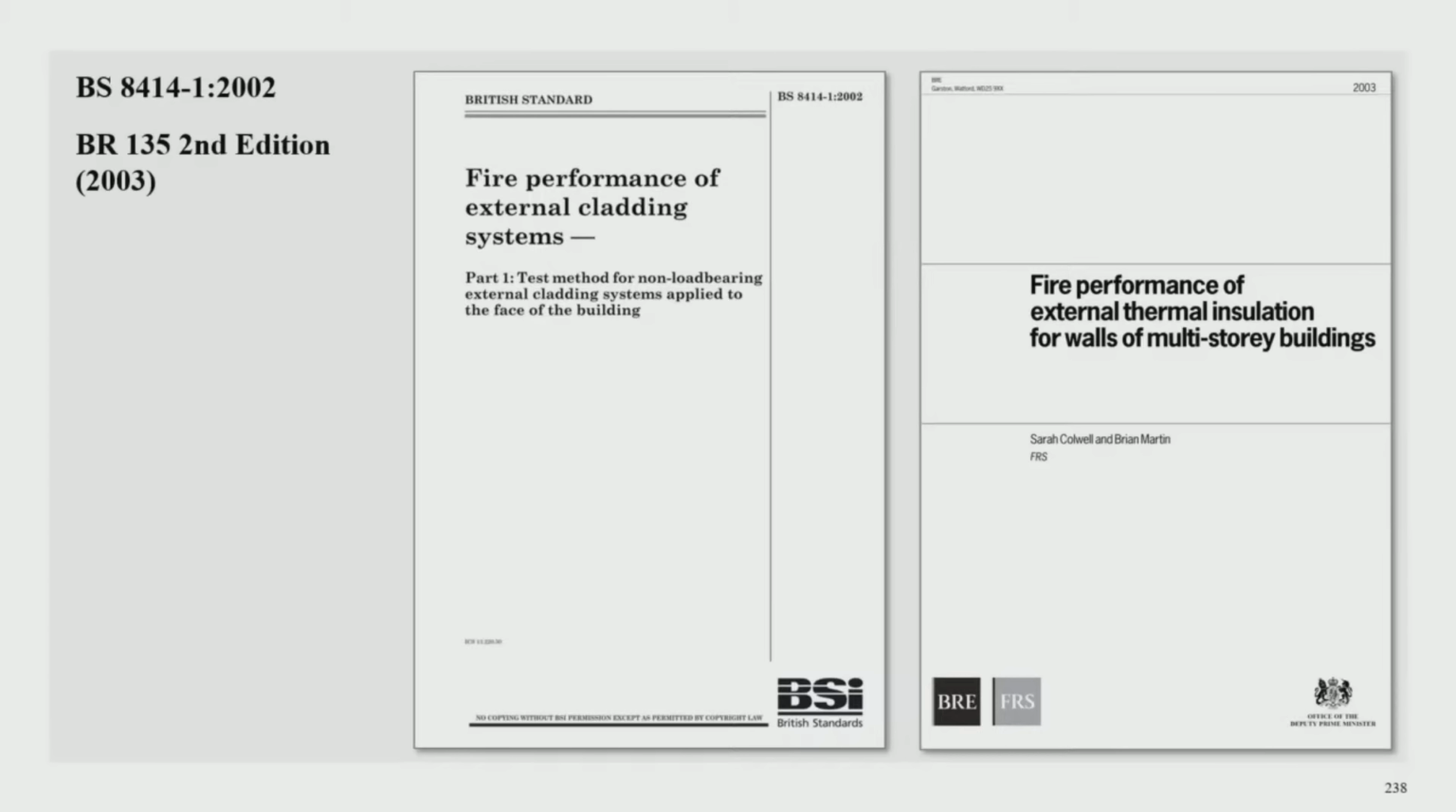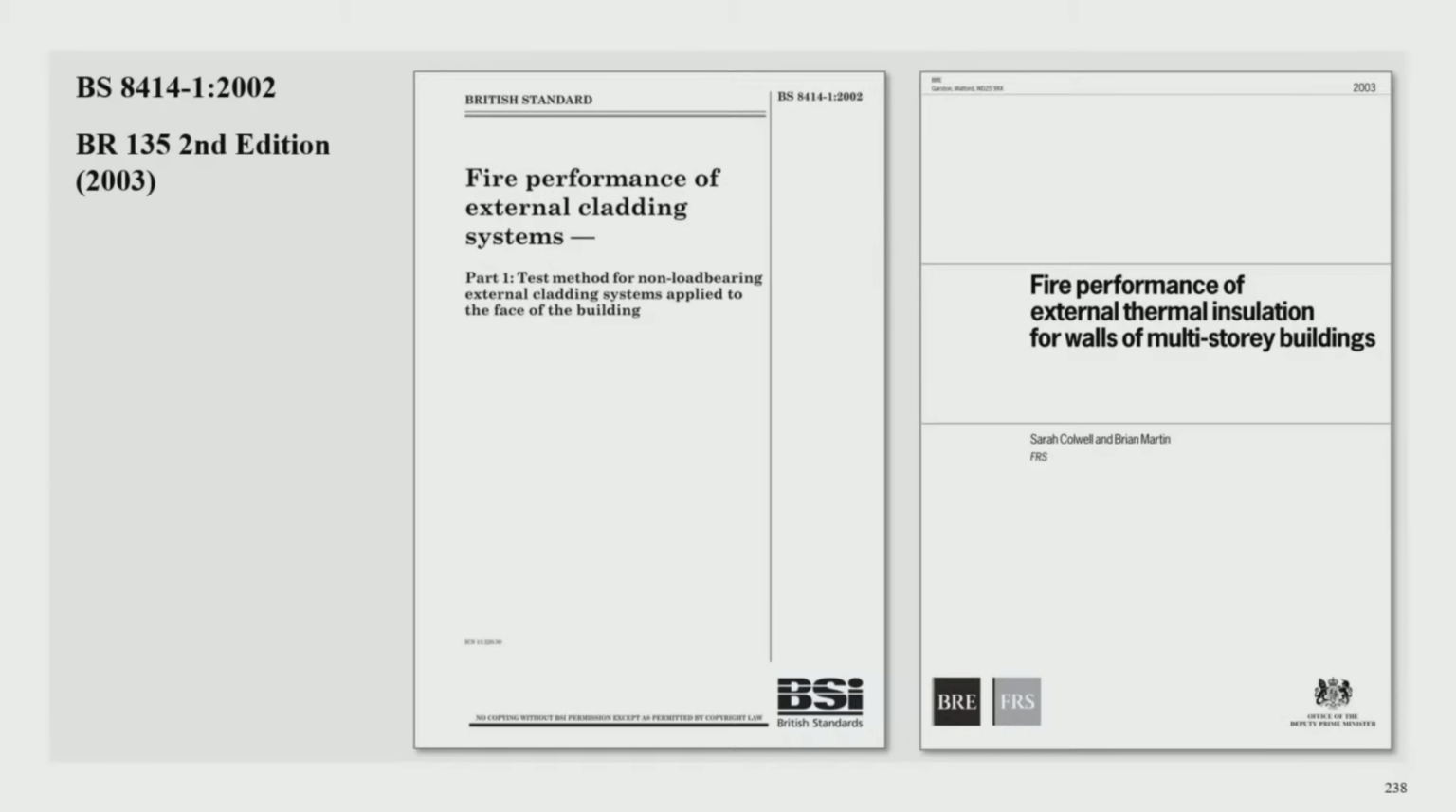There were minor changes made to the test rig for the publication of the British Standard. These included the main wall width being reduced from 2.8 to 2.6 metres. This British Standard did not contain pass-fail criteria for the fire tests. However, instead, the second edition of BR 135 was published. Again, Approved Document B was not updated to refer to this.